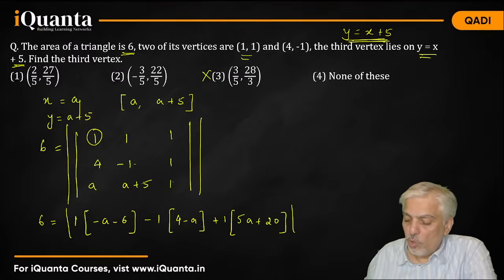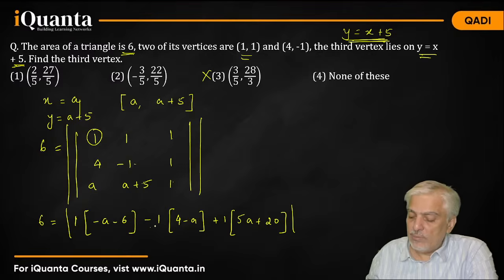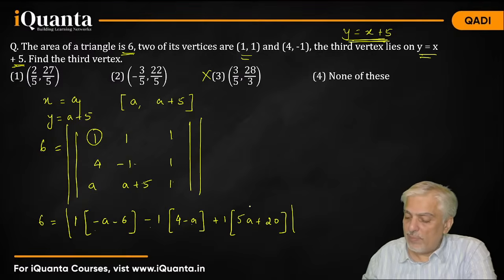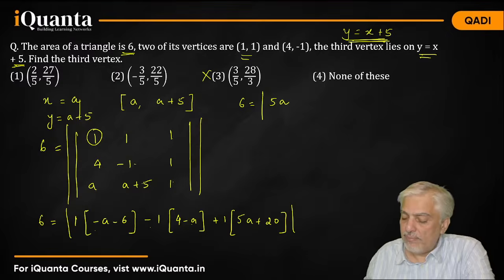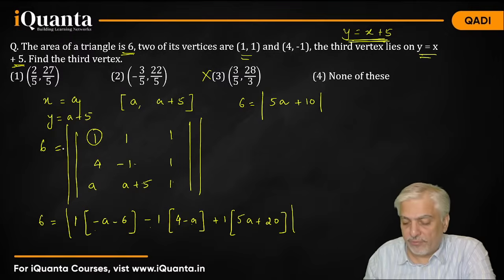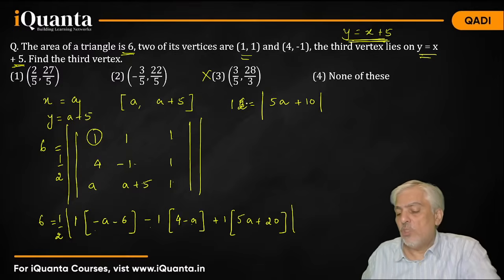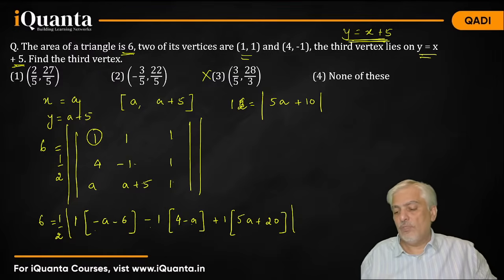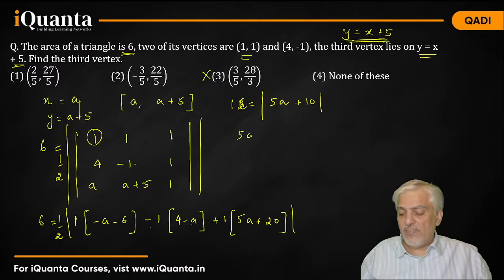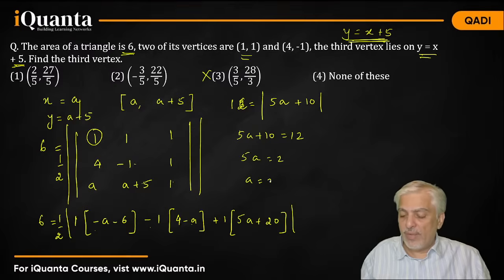If you open these brackets up carefully, there will be a plus a over here and a minus a over here which will cut. So I'll be left with 5a. Negative 6 minus 4 is minus 10. Minus 10 plus 20 is plus 10. And by the way, the formula also has a half. I forgot the half. So the half will go on the other side, become 12. 12 is mod of 5a plus 10. So we'll have two equations. One, 5a plus 10 is 12. So 5a is 2, a is 2 by 5.